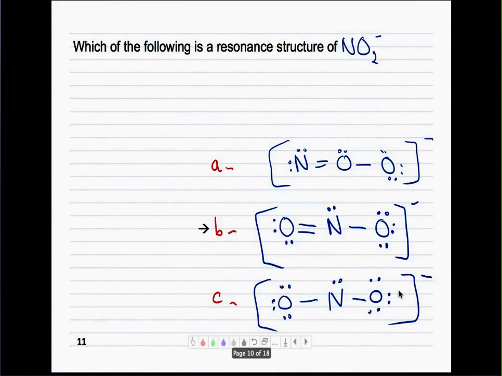Now the last one is also not a resonance structure. The reason behind that is, although it has the same arrangement of atoms, the same geometry, it doesn't have the same number of bonds. So it should have exactly the same number of bonds and the same geometry, and it isn't one of the resonance structures. Okay?